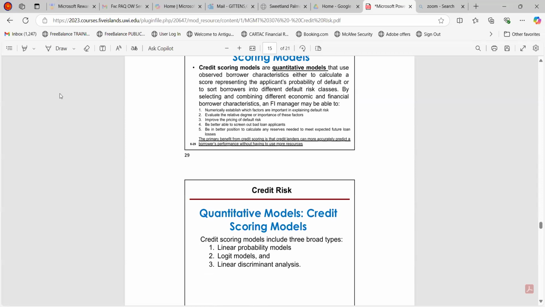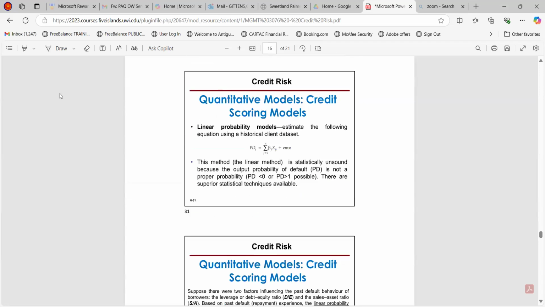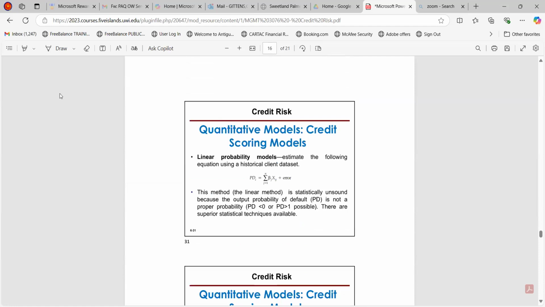So what you do is you represent the different elements by scores. There are different types of models. There are linear probability models, the logit models, and the linear discriminant analysis. Those are the three broad types. Linear probability models obviously means that you're going to be using probability, and you're going to use a method that is linear.